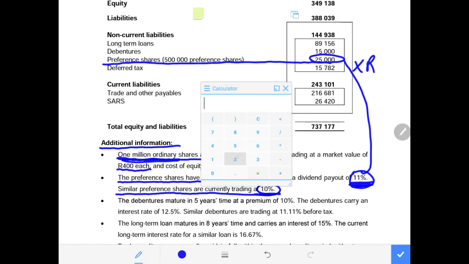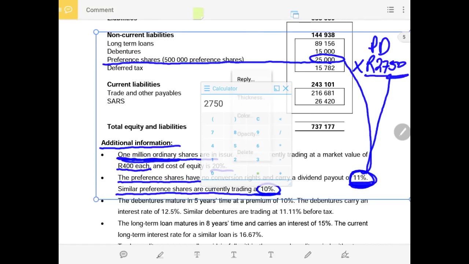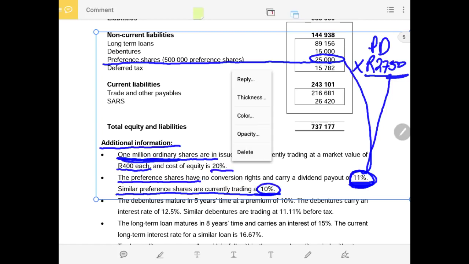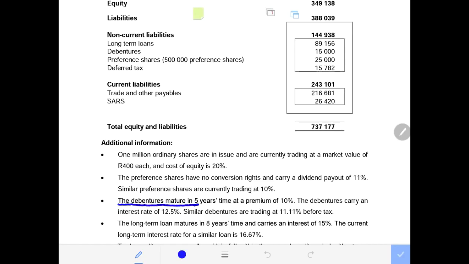I will explain all of that, but let me just do a calculation regarding these preference dividends. We have 25,000 times 11%. Therefore, we'll have 2,750 of the preference dividends. And these are the preference dividends based at the 11%, which is the rate at which these preference shares were bought at. Then we proceed, and it says the debentures mature in 5 years.